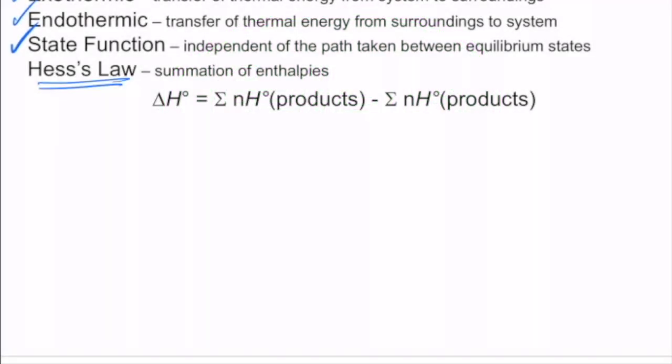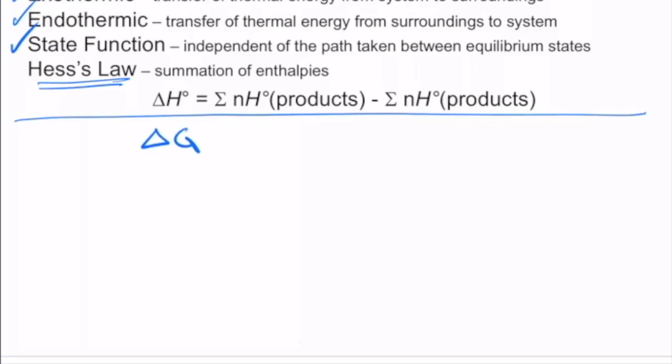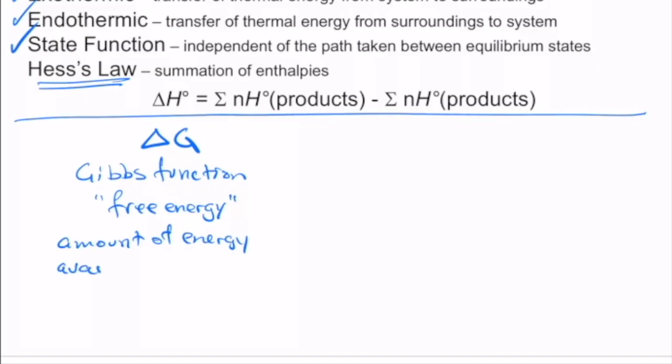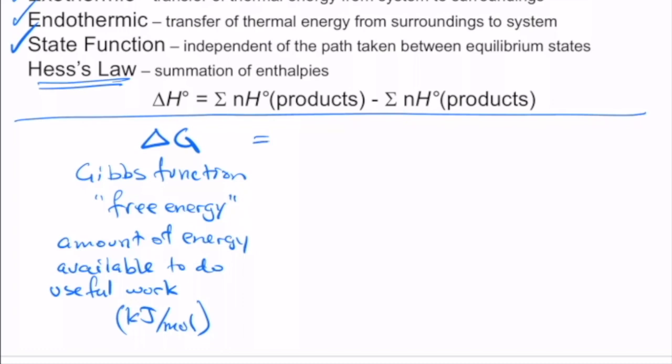So ultimately, where we're going in this chapter is towards this general overall thermodynamics equation, which is delta G, which is what we call the Gibbs function. And the Gibbs function is often referred to as the free energy of a reaction, which is the amount of energy that's available to do useful work, and that's measured in kilojoules per mole. And the Gibbs function is equal to the change in enthalpy, delta H.